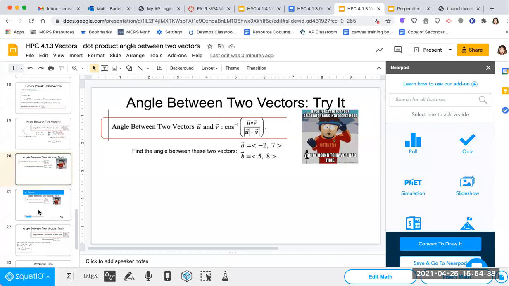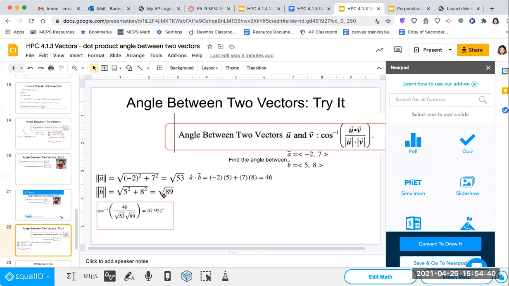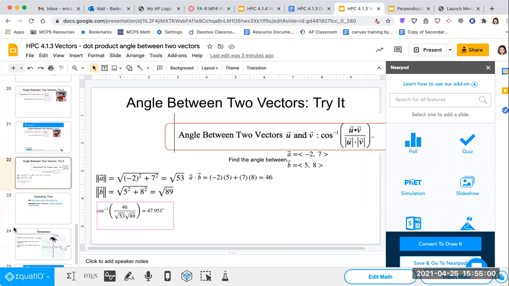All right, I'm assuming you've tried it. Let's review. So magnitude of A should be root 53. Magnitude of B should be root 89. And the dot product is 46. So inverse cosine of 46 over root 53 times root 89 is about 47.951 degrees.